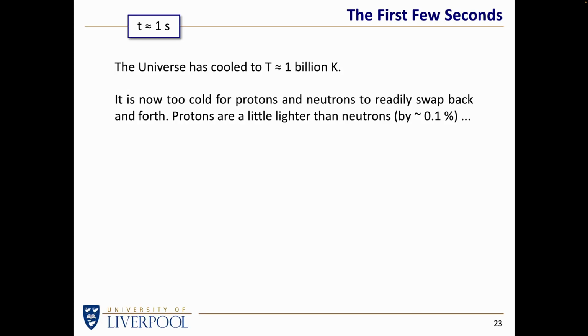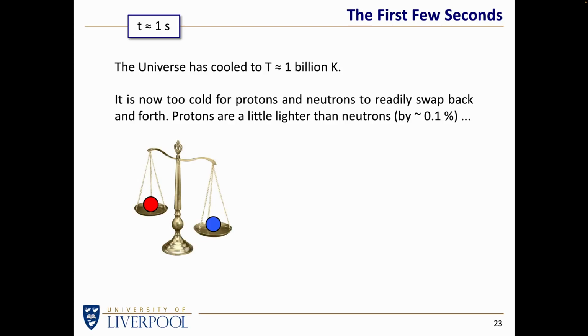Now we know that protons are a little bit lighter than neutrons, by about 0.1%. How do we know that? Because we can measure that in the laboratory. And remember, we're assuming that a neutron and a proton 1 second after the Big Bang are not, in essence, any different from the protons and the neutrons that we can observe in the laboratory today. So if we know that protons are a little bit lighter than neutrons, protons represented by the red dots and neutrons represented by the blue dots, that must have been the case in the early universe.